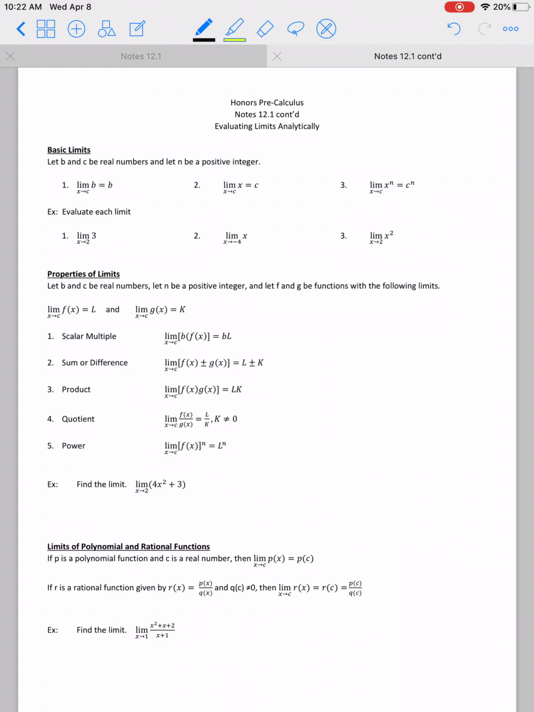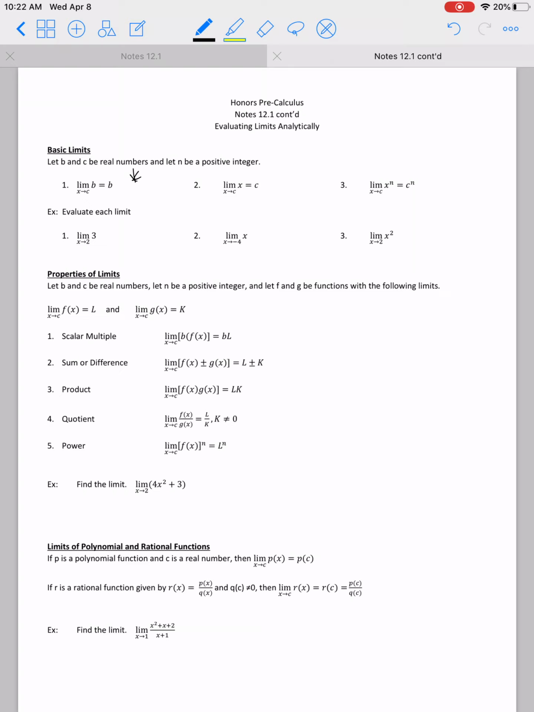We're going to continue our discussion of limits, but today we're going to talk about finding them analytically, which means algebraically, and the steps that we're going to use to find them. So the first few are relatively simple as we're looking at basic limits, and we'll start with this one right here.